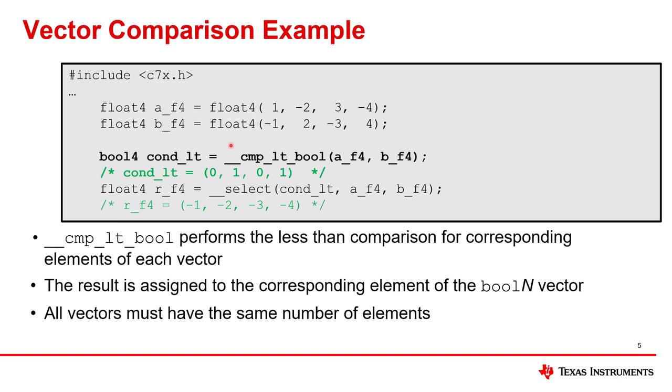So let's walk through the first element of A and B. You've got 1 and -1. Is 1 less than -1? The answer is no, it isn't, and so that's why 0 is assigned to the first element of the Boolean vector cond LT, and so on and so forth. So you can see that's how this vector gets built up. The Boolean vector, you get a 0, 1, 0, 1. Let's consider the last one. -4 is less than 4, so that's why there's a 1 there.